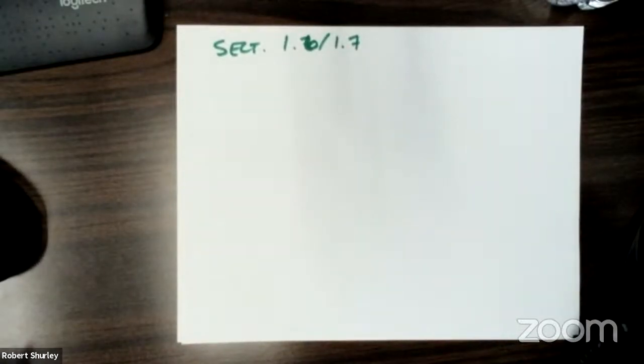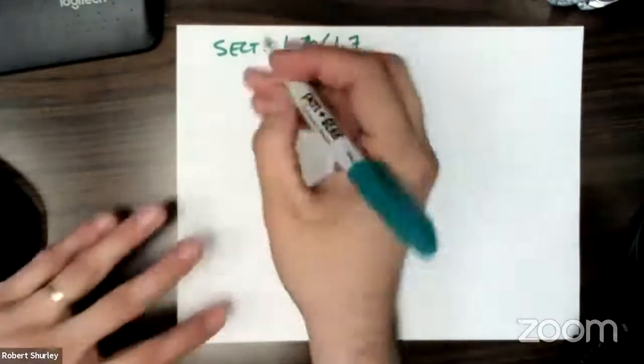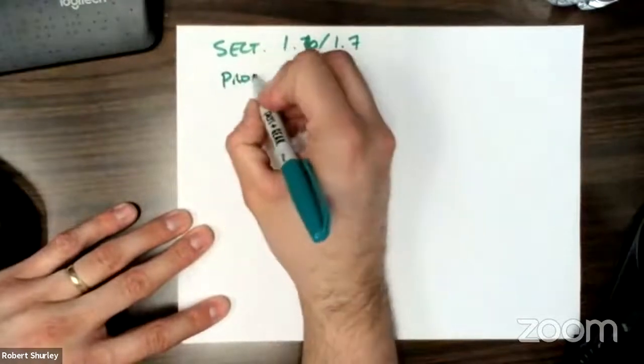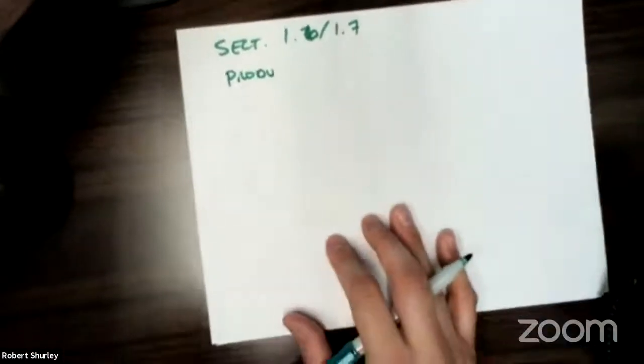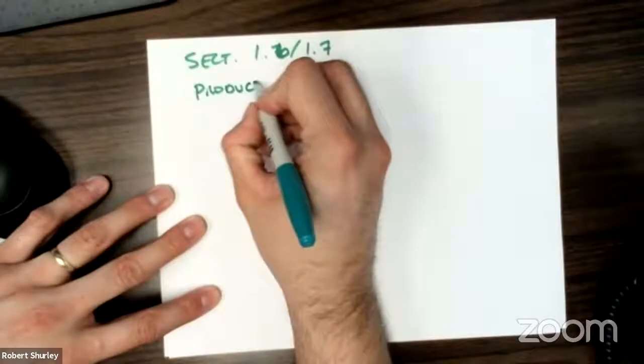Well, 1.6 and 1.7, again, goes over the rules of exponents. And I'm going to follow the order of your book, and I think it starts on about page 49. But the first rule is the product rule. Let me get this situated a little better. There we go. Product rule.